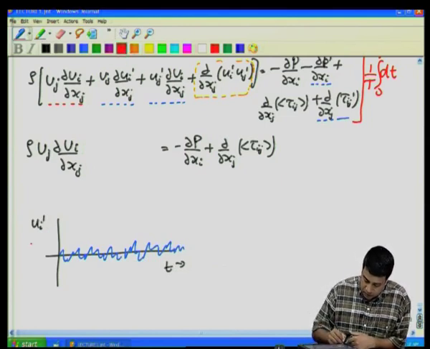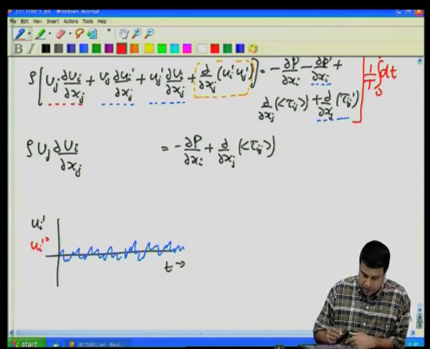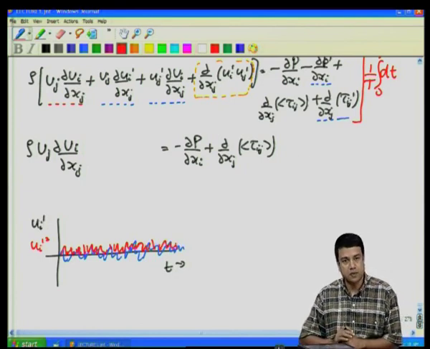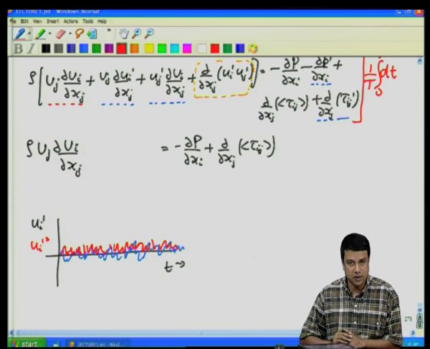However, if I were to plot u_i prime squared, the square of this quantity is always constrained to be positive, because the square of a negative number is also positive. For that reason, the average of the square is not in general 0, it is in general non-zero.